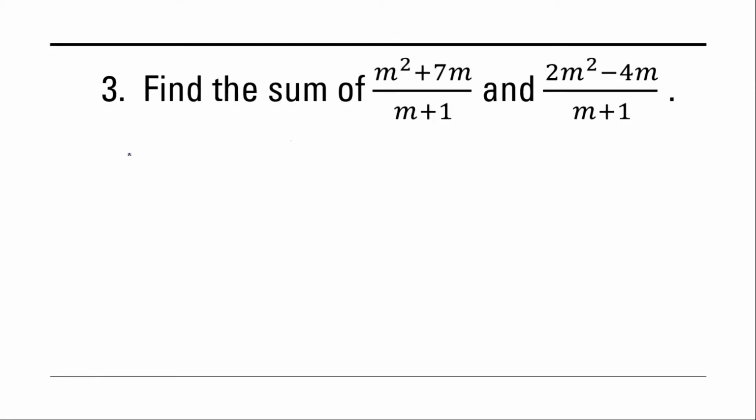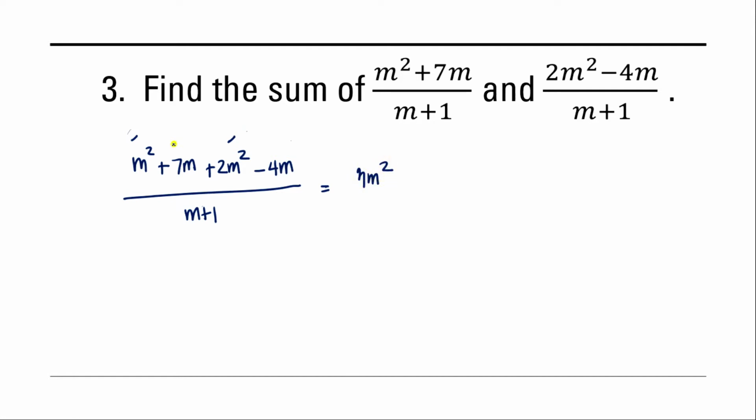Number 3, find the sum of m squared plus 7m over m plus 1 and 2m squared minus 4m over m plus 1. So let's combine the numerators. We have m squared plus 7m plus 2m squared minus 4m. Copy the common denominator m plus 1. So we have m squared and 2m squared, that is 3m squared. We also have 7m and negative 4m, and that will give us plus 3m.